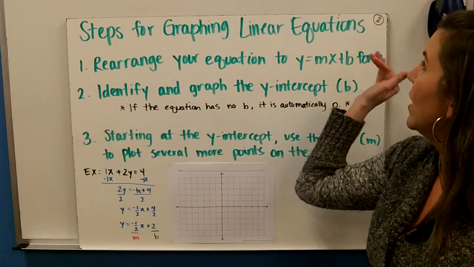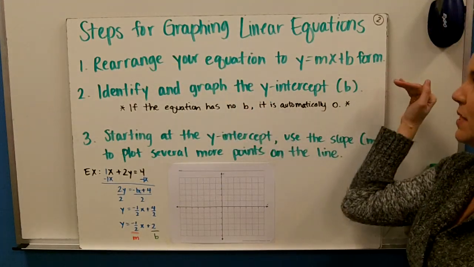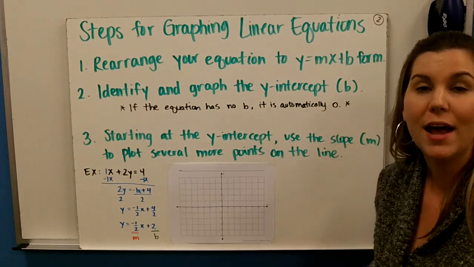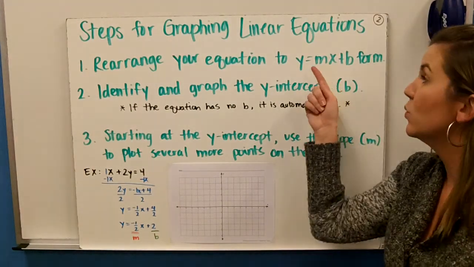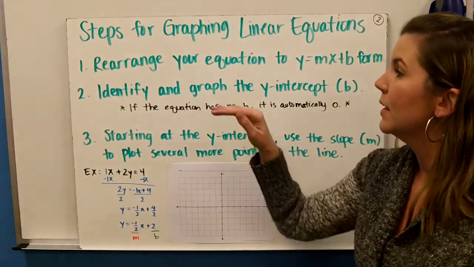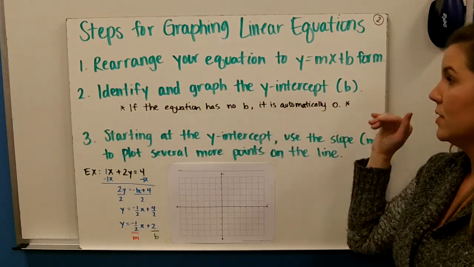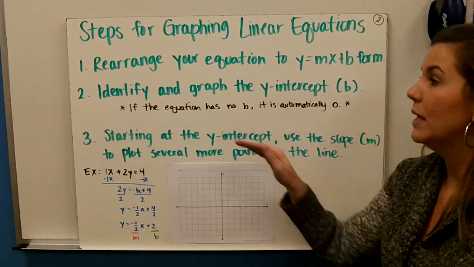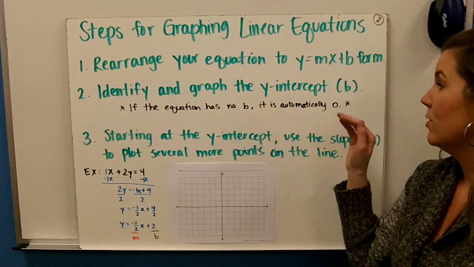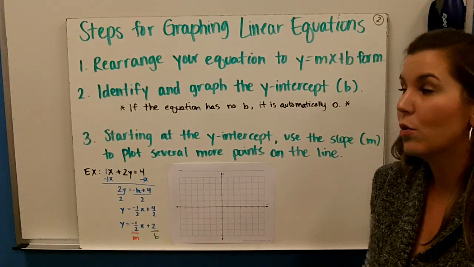Alright, steps for graphing linear equations. Step 1, rearrange your equation so that it's in y equals mx plus b form. You cannot graph an equation of a line unless y is all by itself on one side of the equal sign. Step 2, identify and graph the y-intercept, which is your b value. If the equation has no b value, then it is automatically 0, and you'll start at the origin.